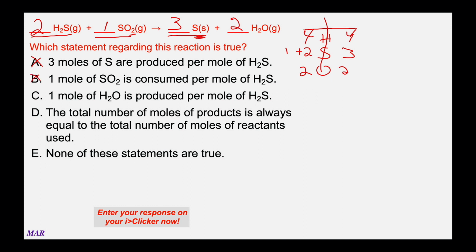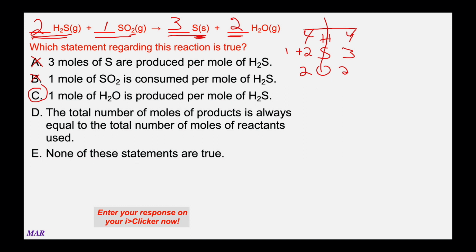Then it says that a mole of water is produced per mole of H2S. Initially, from the balanced reaction, that looks like 2 waters for every 2 H2S. But if you reduce that down, divide both of the 2's by 2, you're going to see that that one is right. 1 mole of water is produced per mole of H2S. So 2 moles of H2S could create 2 moles of water, and 3 moles of H2S would create 3 moles of water, etc. But before we settle on that, let's look at the other ones here.